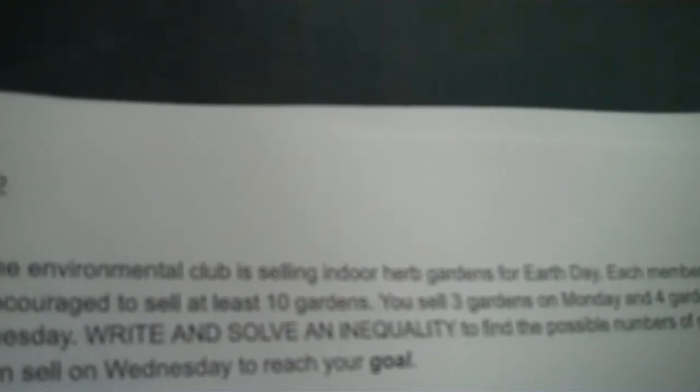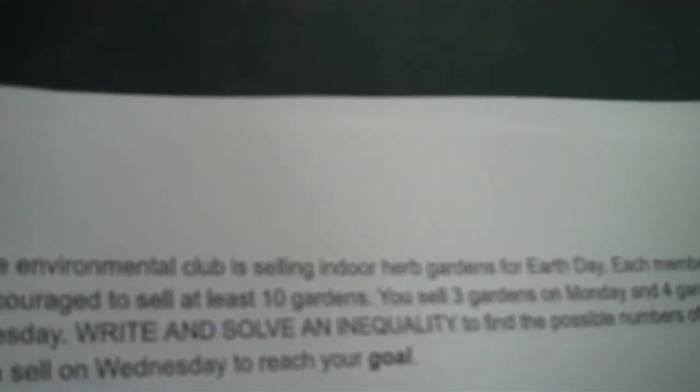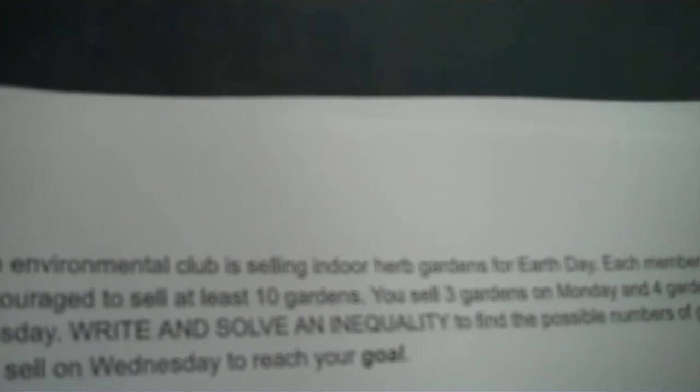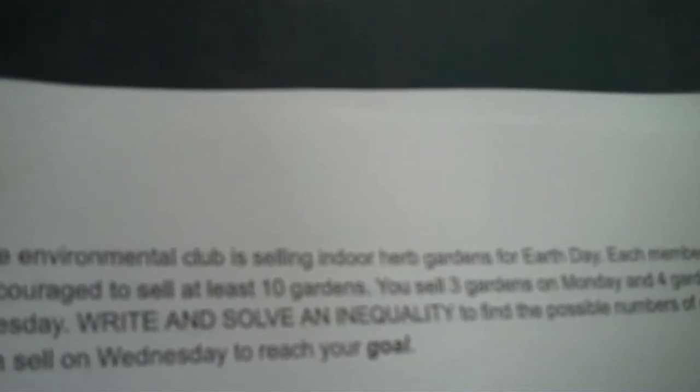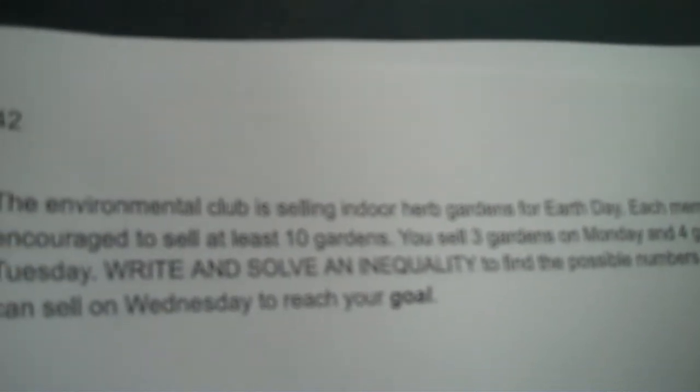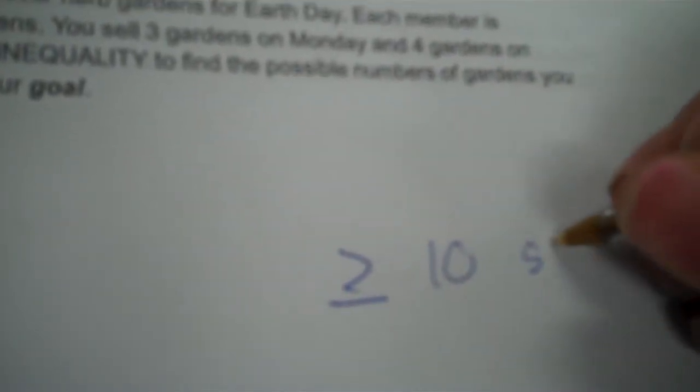Okay, we're going to run through another round here. You only have 4 on the assignment. The Environmental Club is selling indoor herb gardens for Earth Day. Each member is encouraged to sell at least 10 gardens. You sell 3 gardens on Monday, 4 gardens on Tuesday. Write and solve an inequality to find the possible numbers of gardens you can sell on Wednesday to reach your goal. Okay, again, we're back to having a goal. The goal is the highest amount, 10 gardens.